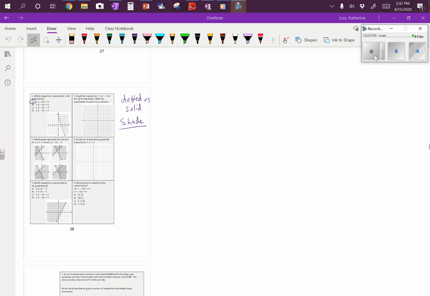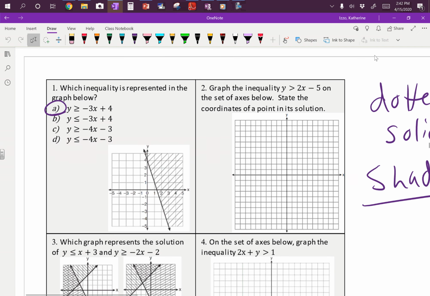Okay. Let's take a look at what we're going to be doing with this break packet. Break packet, we've got inequalities. I did number 1 with you guys. Number 2, this is in y equals mx plus b form. So we're starting at -5. Yeah, -5 is all the way down there. And then we go up 2 over 2, because that's our slope.